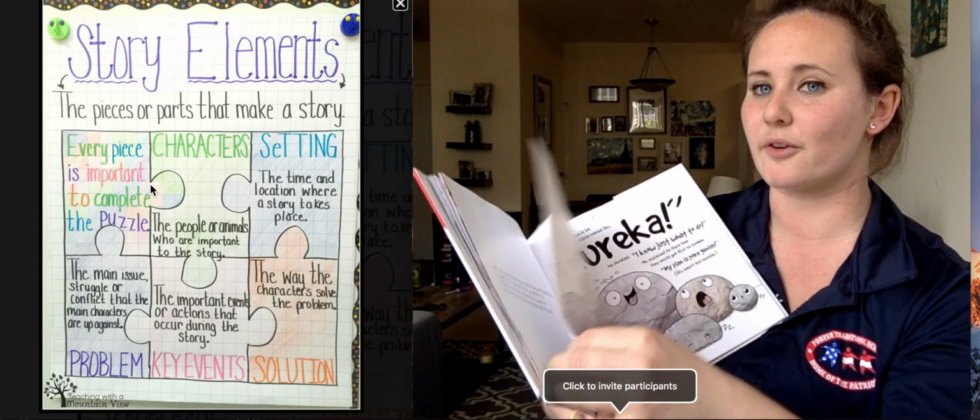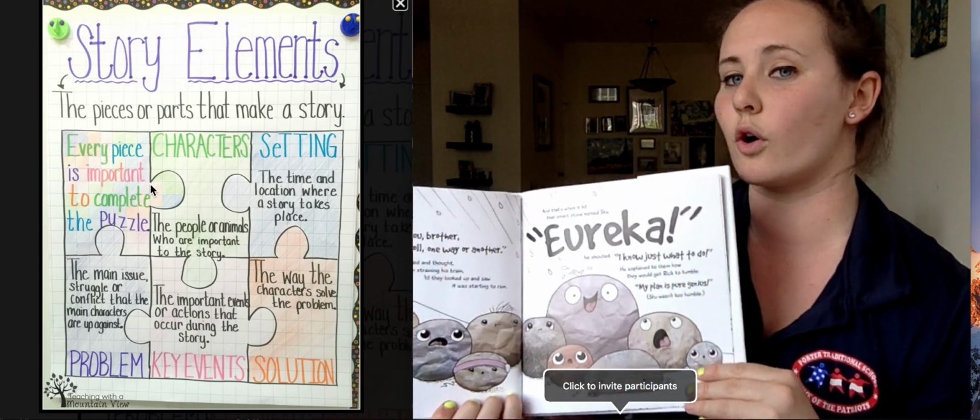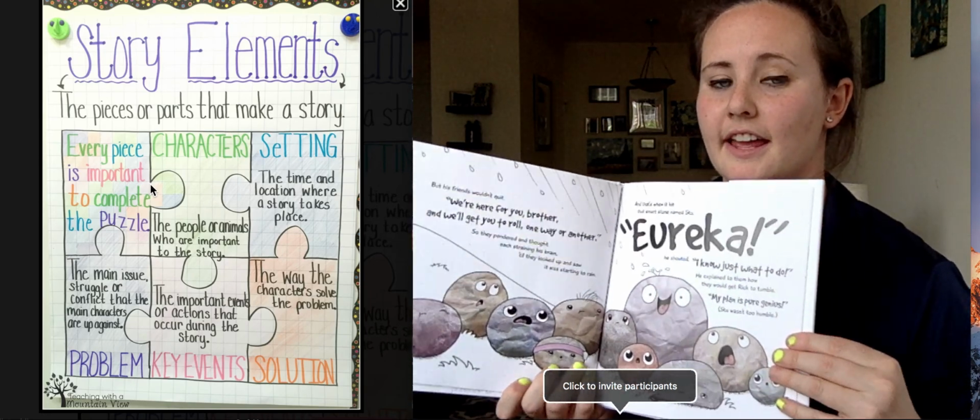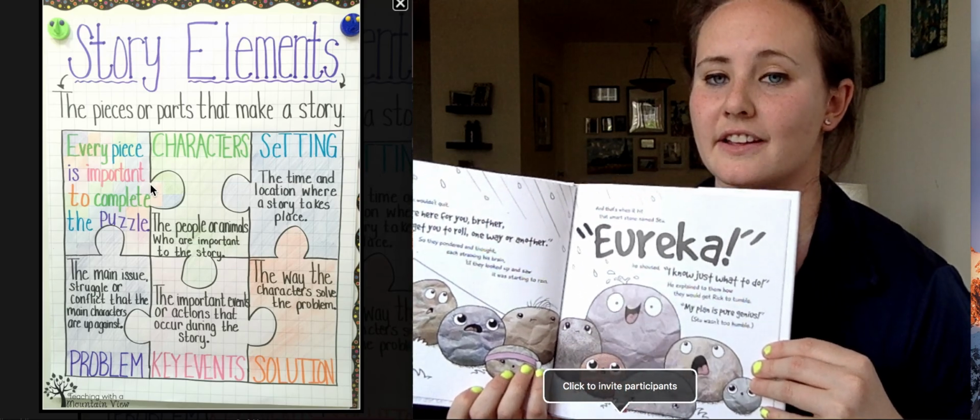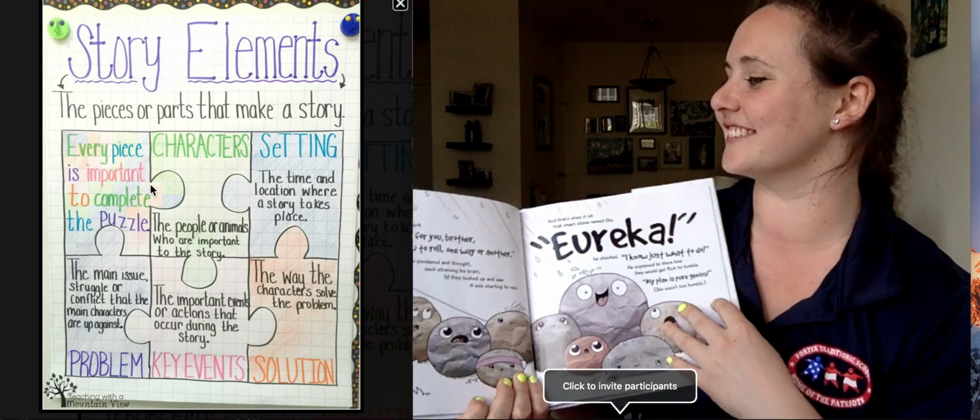We're going to keep going and think about our story elements. Hopefully we have a solution, a way to solve the problem.